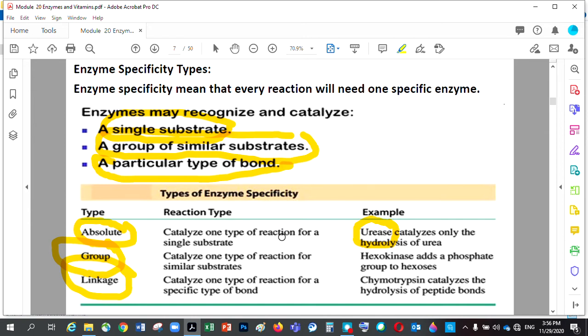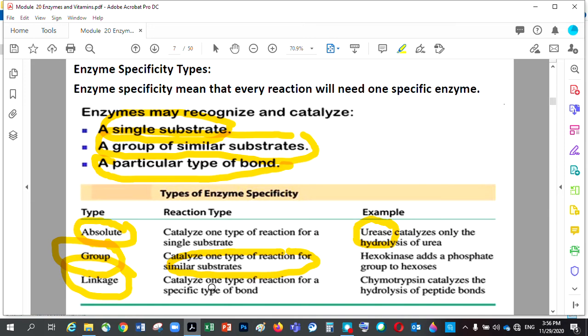The second one, group, catalyzes one type of reaction for similar substrates. This is hexokinase, which adds a phosphate group to hexose. So hexokinase adds a phosphate. This is another example of a reaction, and it adds to similar substrates.